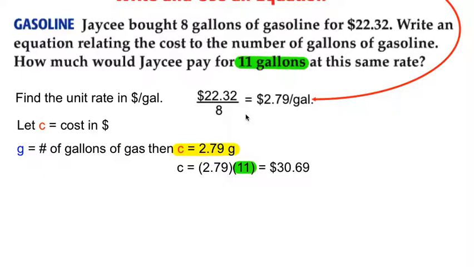So the point of showing you this, there are two ways you could solve this problem. You could set up a proportion like we did in the last slide, or you can use an equation finding this unit rate and multiplying by the number of gallons.